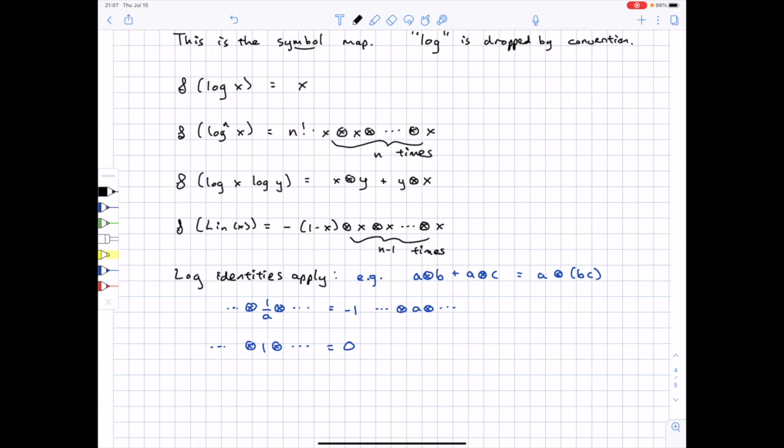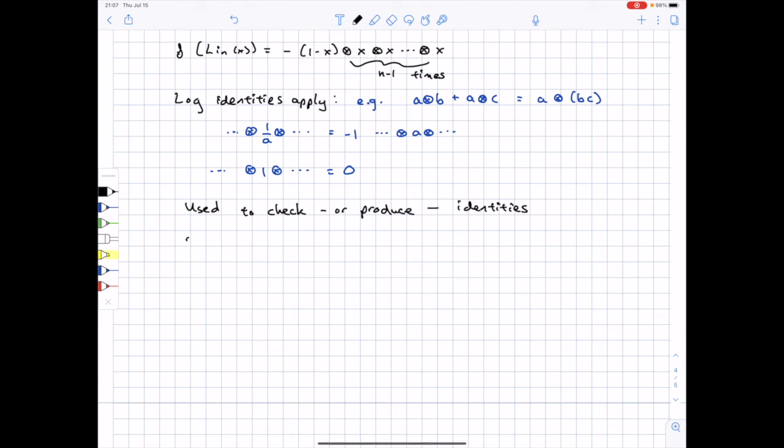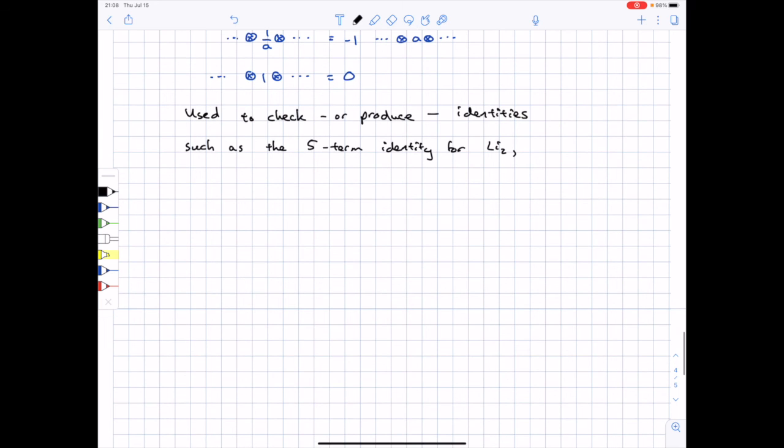And these symbols can be used to check identities or even to produce identities involving polylogarithms. One example is the famous 5-term identity for the dilogarithm. So let's just look at this more closely to get a feeling for how symbols work. Here's one way to write this identity.